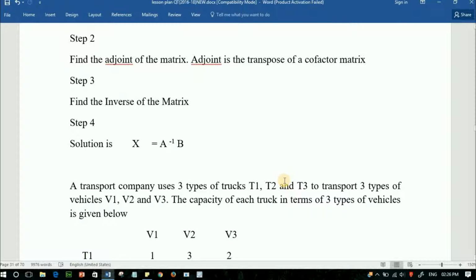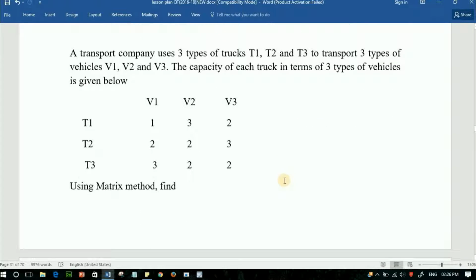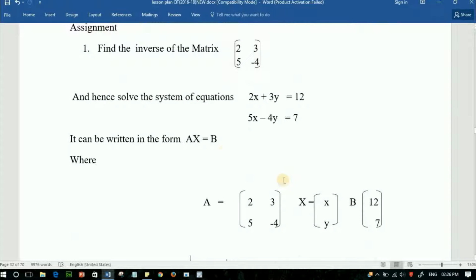X means x, y, z, and A inverse B is another column matrix, then equating x to the first element, y to the second element and z to the third element. For example, we can do a problem: 2x + 3y = 12 and 5x - 4y = 7. So it can be written in the form AX = B.